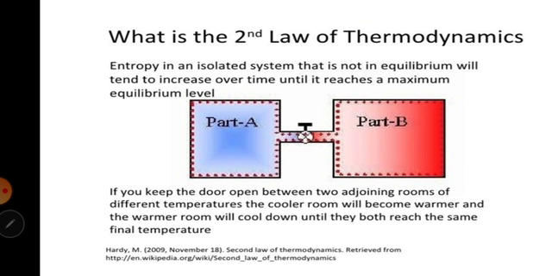If you keep the door open, this is the interaction. If you open this place, heat will flow from the hot body to the cool body, between two adjoining rooms of different temperature. The cooler room will become warmer and the warmer room will become cooler until they both reach the same temperature.